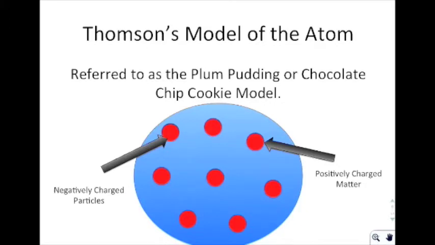It basically says that everything is positive everywhere in an atom, except where these negative charges, or these little chips, are. Those negative charges are spread out throughout the rest, which is positive. This is known as the plum pudding model or the Thomson model, and is based on the fact that you can take these cathode rays and move them towards a positive plate.